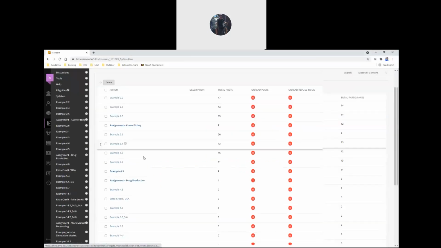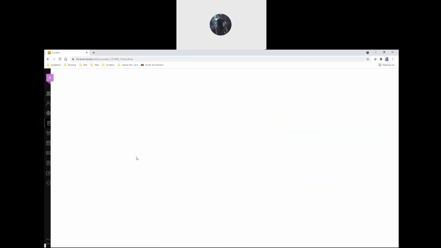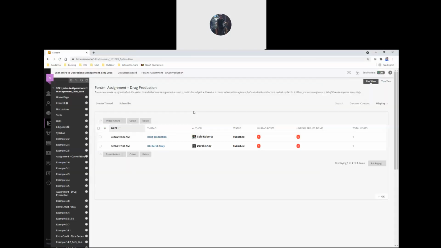Okay, so that we just did goes here. Go ahead and post your answer sheet to the drug production one right here by next Monday. There's no Excel file. If you did it on a Word document, you can post that, or if you did it on a piece of paper, either make it a PDF or post a photo of your piece of paper.